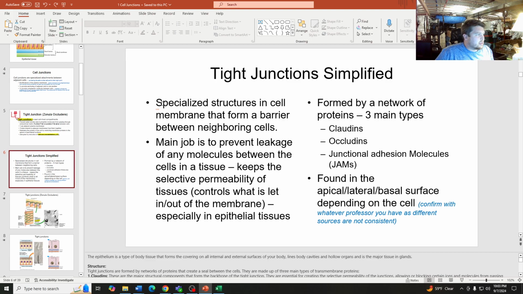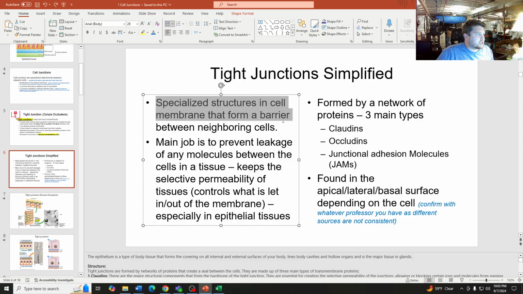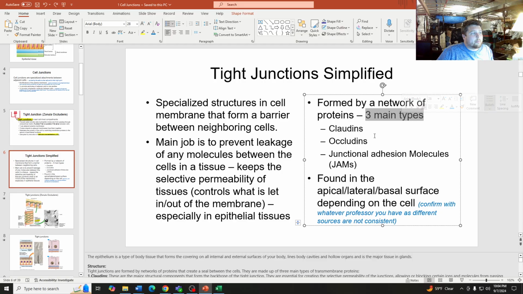So, the tight junctions, again, are specialized structures that form a barrier between the neighboring cells and prevent leakage. Now, these are formed by a network of proteins, specifically 3 main proteins. These are called claudins.